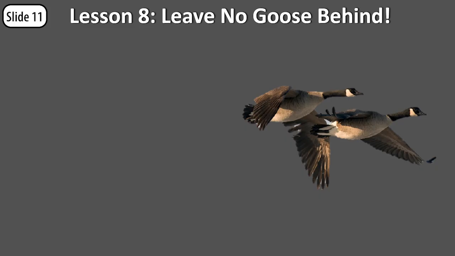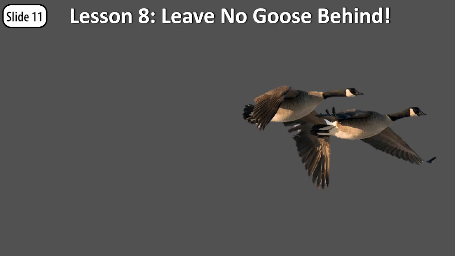If one goose is injured, 2 other geese will leave the flock to stay with it and protect it until it recovers. The reason 2 geese land with the injured one is so they'll have someone to fly back to the flock with if the injured goose doesn't survive. This lesson teaches us to stand by our teammates and care for one another.